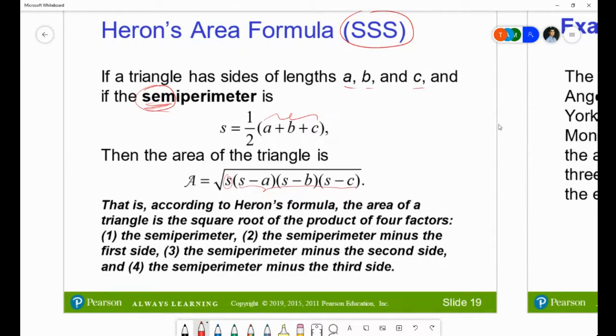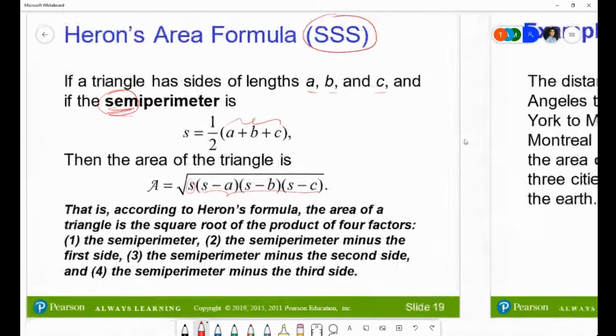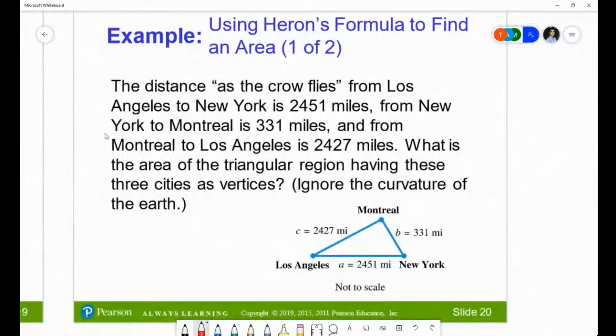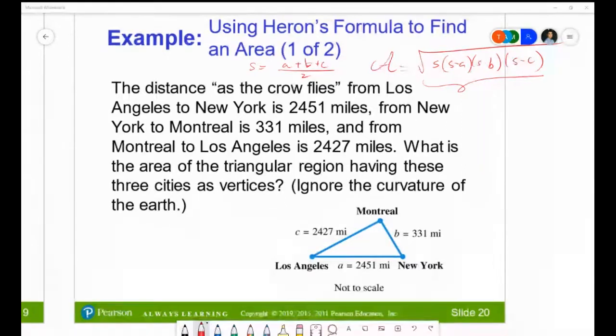Okay, so let's look at an example like this. I'll rewrite the formula over here so you can have it. S is A plus B plus C over 2, and the area is the square root of S times S minus A, S minus B, and S minus C. So here the formula is very straightforward. Just plug it in to find S first, then plug it in here to find the area. I'll give you a minute to work on that.